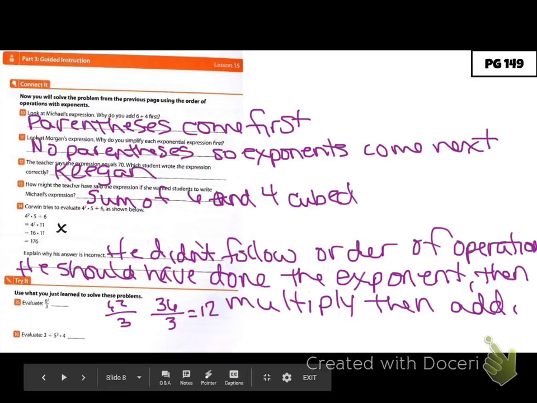On number 16, 3 plus 5 squared times 4. So we do our exponents first. So we would do 5 times 5, which is 25. So we have 3 plus 25 times 4. Next would be multiplication. So we do 25 times 4, and 25 times 4 gives us 100. So then we have 3 plus 100, and that gives us 103.